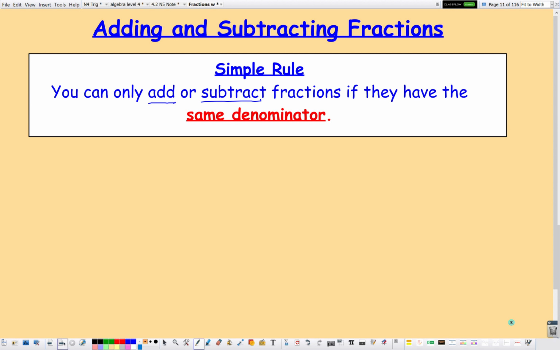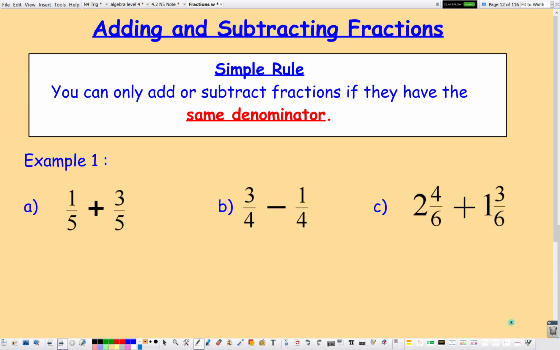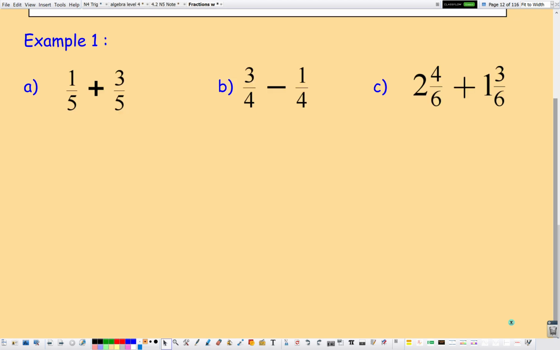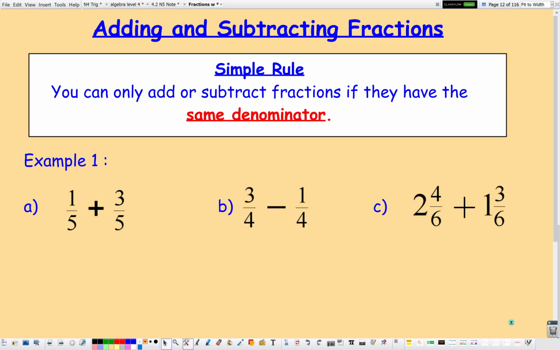So once we have that rule written down, we're going to do these 3 examples. So we have a fifth plus 3/5, 3/4 minus 1/4, and then a mixed number addition, 2 and 4/6 plus 1 and 3/6. Okay, so here are our 3. So, sorry, I'll bring that back up. Right, so it doesn't really get any more straightforward than this. I hope that you all agree.